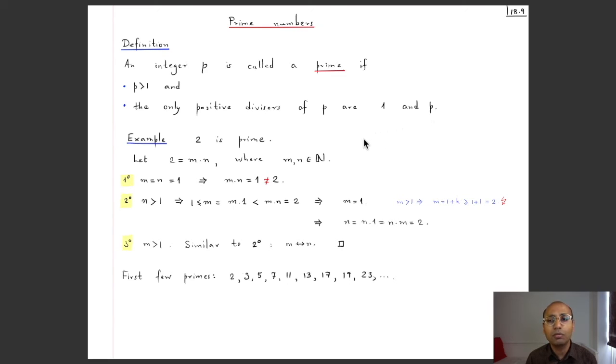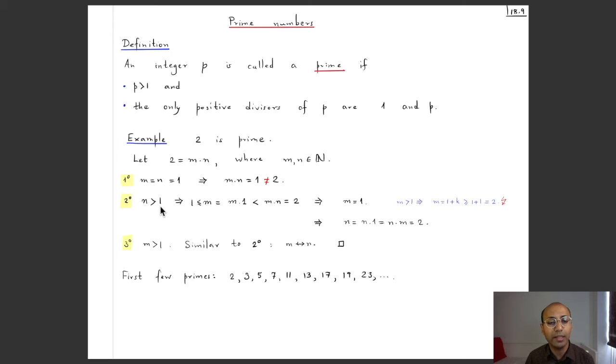So we know the prime numbers from elementary school, but let's use the rules that we have learned in the previous chapter to show that 2 is a prime. So let us suppose that 2 is equal to m times n, where these m and n are positive divisors of 2, so they are really natural numbers. Now m and n can't both be 1 because then their product will be 1, which is not equal to 2. So at least one of them has to be strictly bigger than 1.